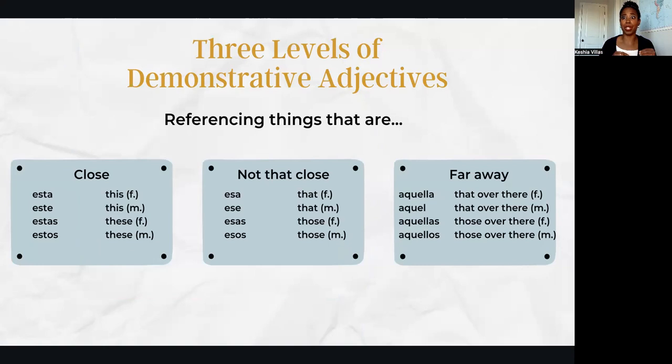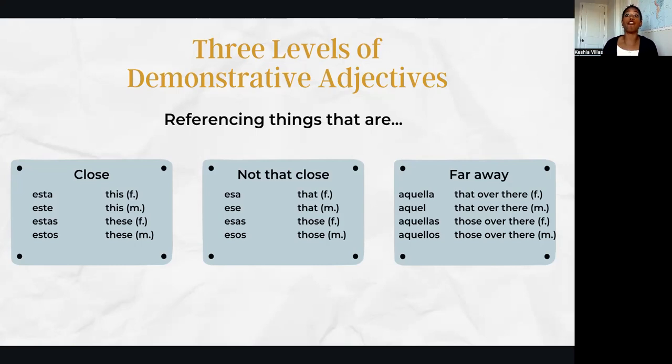Not that close. When you think about it, when we use these words in English, we kind of have a general sense of, if you're talking about this, it's probably really close to you. If you're saying that, it's not too close. You're not holding it or anything like that, but it's within distance where you could probably go to it. So esa, ese, esas, esos, those mean that and those. I have the translation for each of those there.